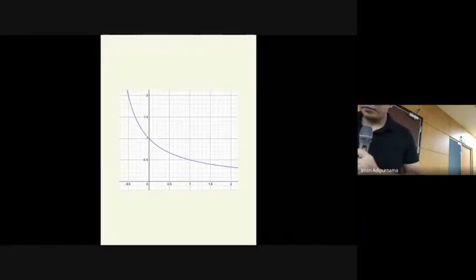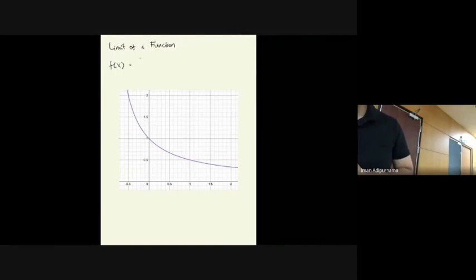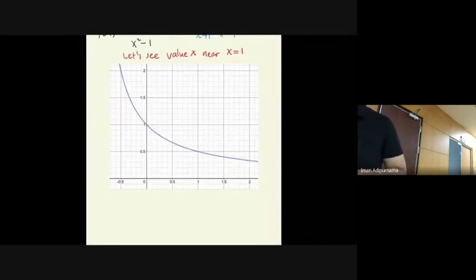So this is limit of function. The function here is x minus 1. Okay, so let's see. What it means is we are trying to find this, but before we solve all the functions, we need to take a look at the graph. So x equal 1 is here, right?